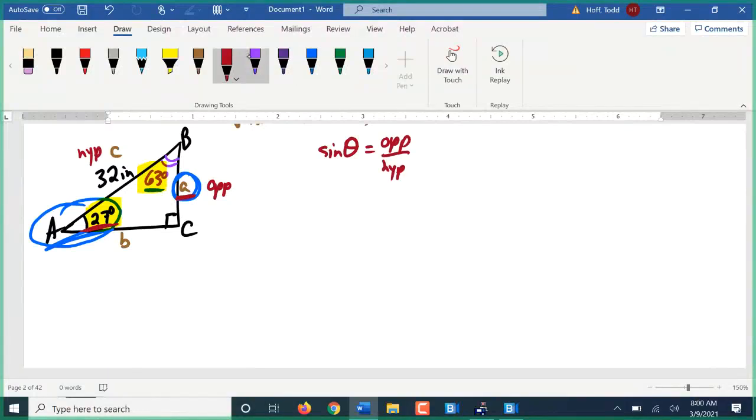Then I fill in the information I have. Here I know that the angle is 27 degrees. The opposite side, that's side A, that's what I'm trying to find. And my hypotenuse is the 32 inches.